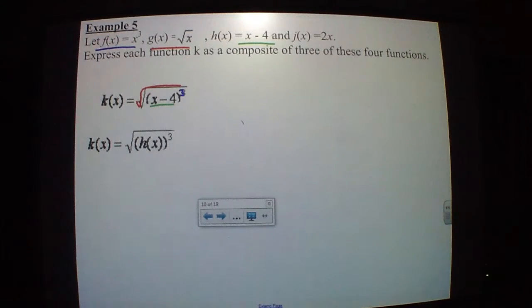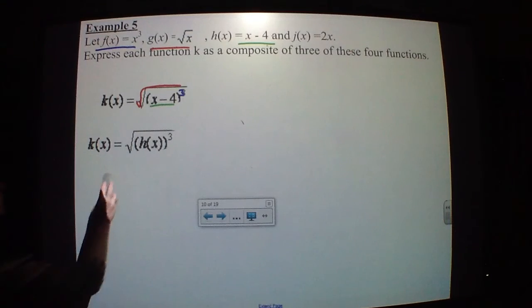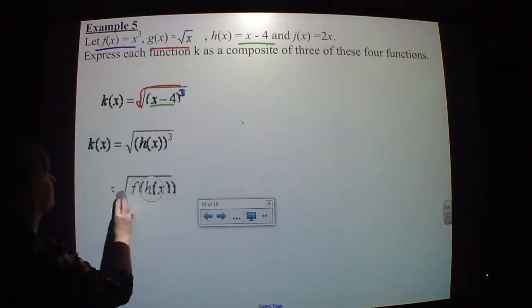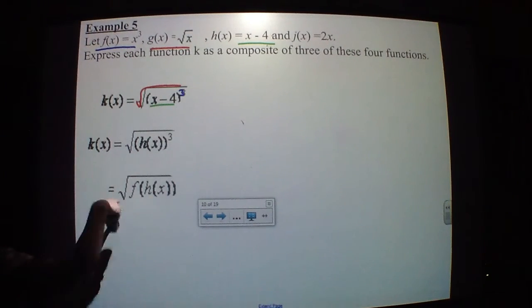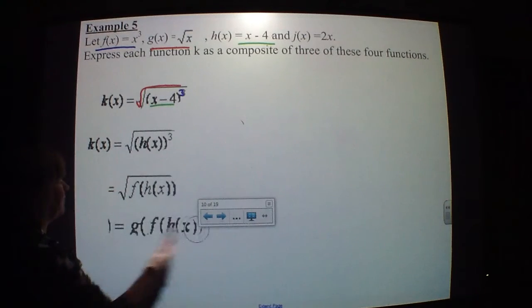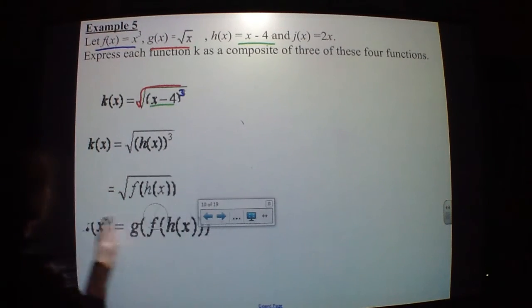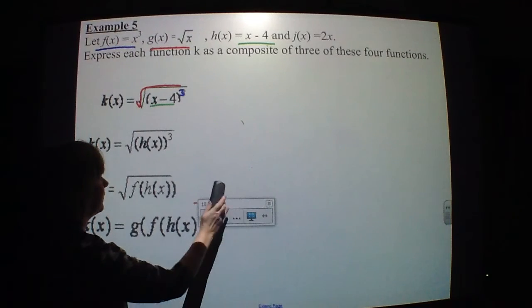Now, the next thing you would do is cube it. And the cube function was the f of x. So the f function goes in front of that. And then the very last thing you would do is take the cube root, or square root of that, which is your g function. So then g goes in front of that. So there is my composite function.